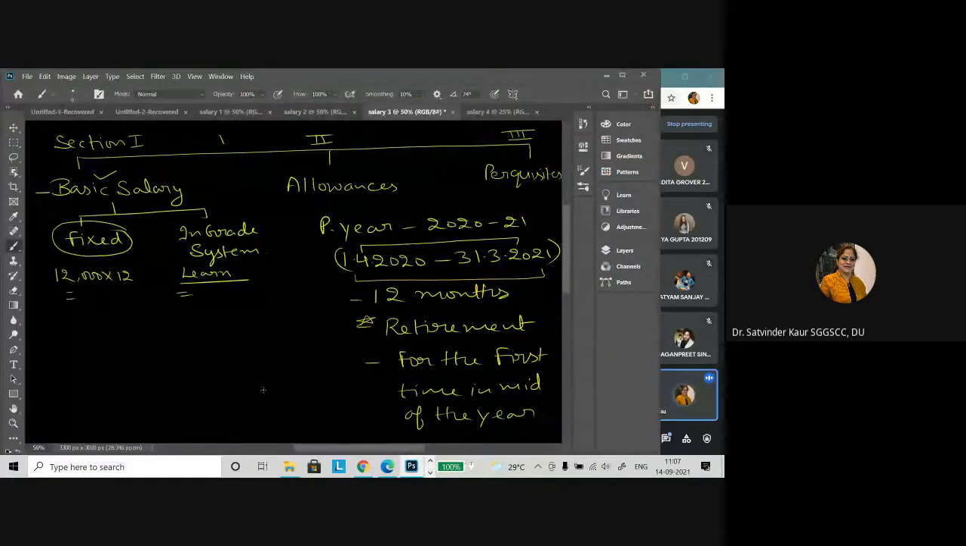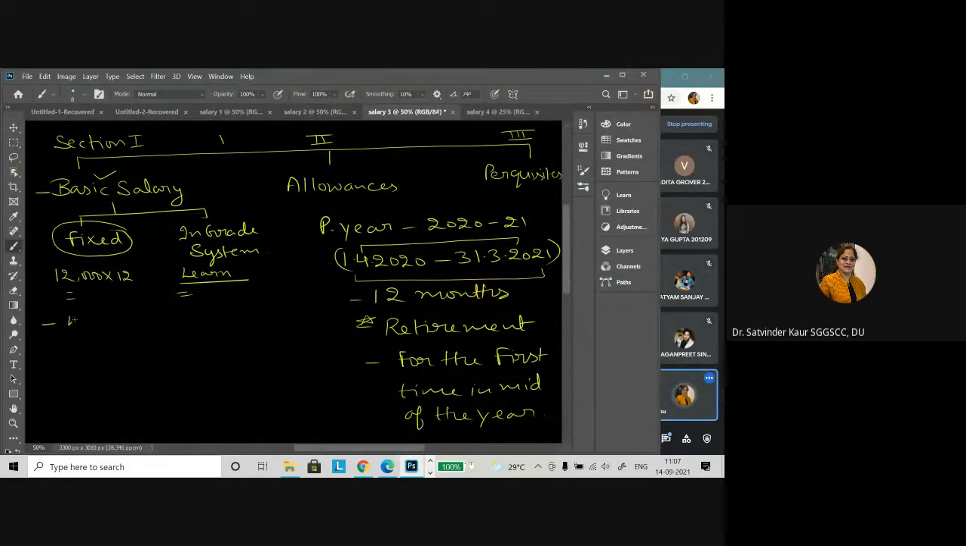Okay, so now the second concept in the basic salary head comes as wages. Whether you are receiving in terms of basic salary or in terms of wages, it is going to be taxable. So whatever amount you are receiving, this is going to be taxable.